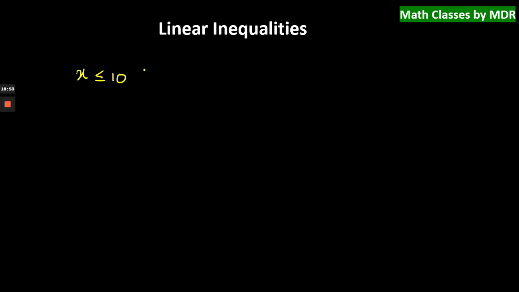Okay, in the same way, if it is given that x is less than or equal to 10 and x is a real number, then we will represent this as: x less than or equal to 10 means it goes from minus infinity up to 10, and at 10 it is a closed bracket.